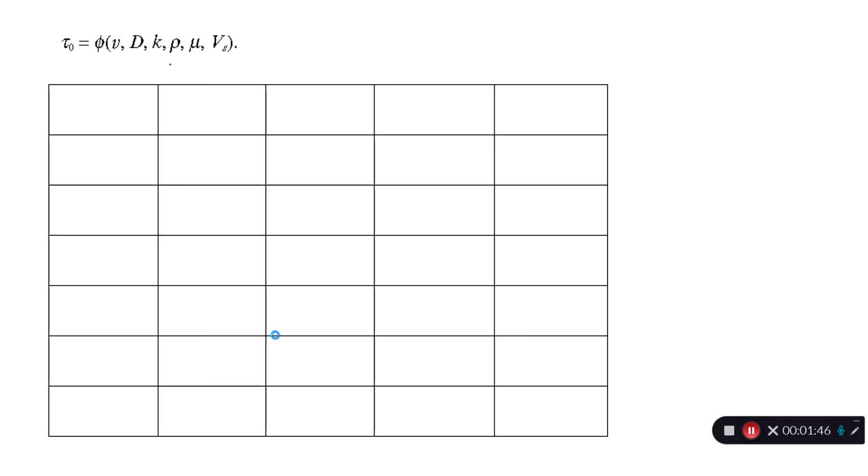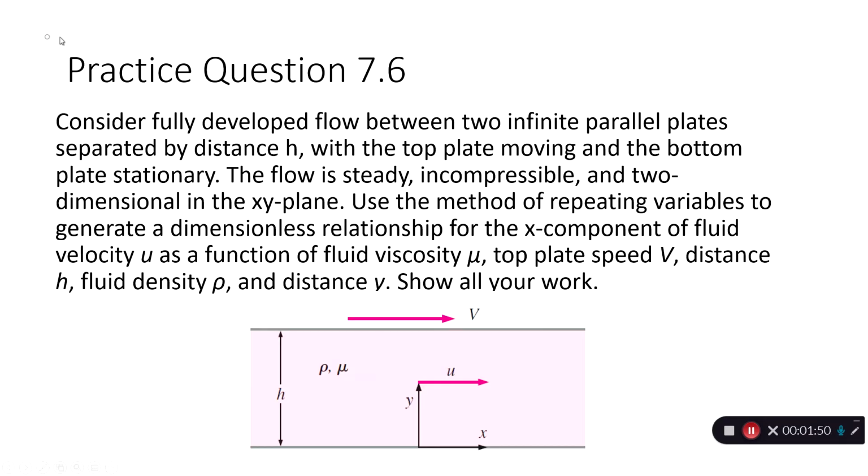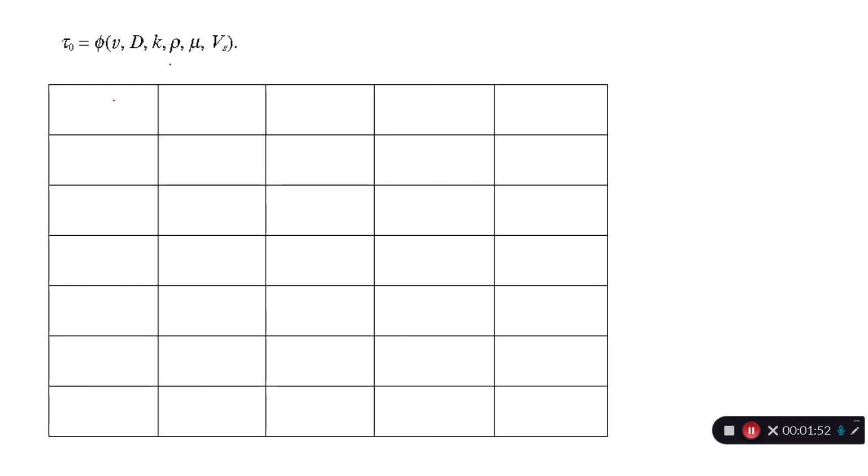So the first step is of course to list down all the parameters. That's your step 1. So we have 1, 2, 3, 4, 5, 6, 7. So n equals 7. Step 2, we are determining the number of primary dimensions available in these 7 parameters.